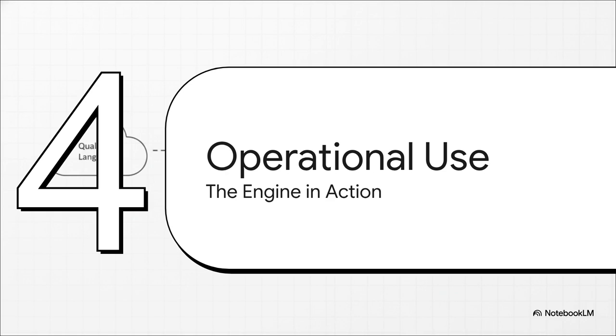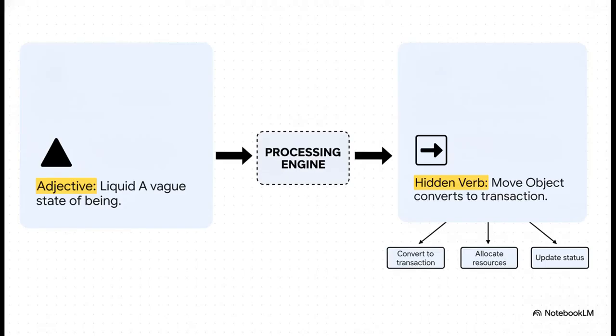Which brings us to Section 5, operational interpretation. Let's see the engine in action. Imagine you're analyzing an asset, or maybe a market, and the surface description is liquid. Without this engine, liquid is kind of just a vague state of being. But run it through the engine, and you're forced to recognize the hidden verb, which is move. Operationally, this means the object can likely convert into a transaction quickly. So, liquid is no longer just a trait, it is a measurable expectation of movement.